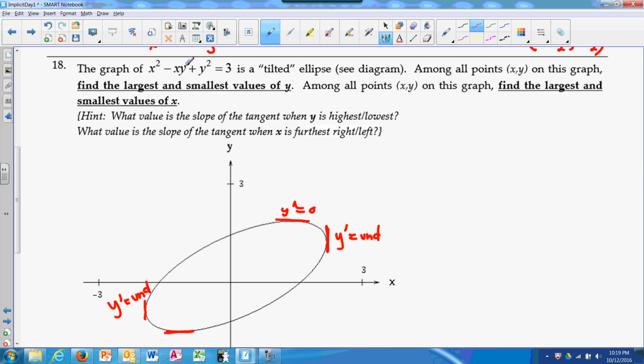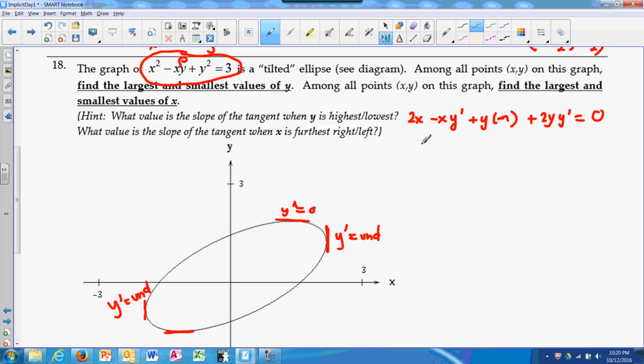So using our derivative, we have a product, and we have to make sure we take the whole derivative. So our derivative is 2x, and then we have a minus x times the derivative of y, and then we have a y times the derivative of negative x. That was our product, negative x times y. And then we have plus the derivative of y squared, which is 2y y prime, equals the derivative of 3, which is 0.